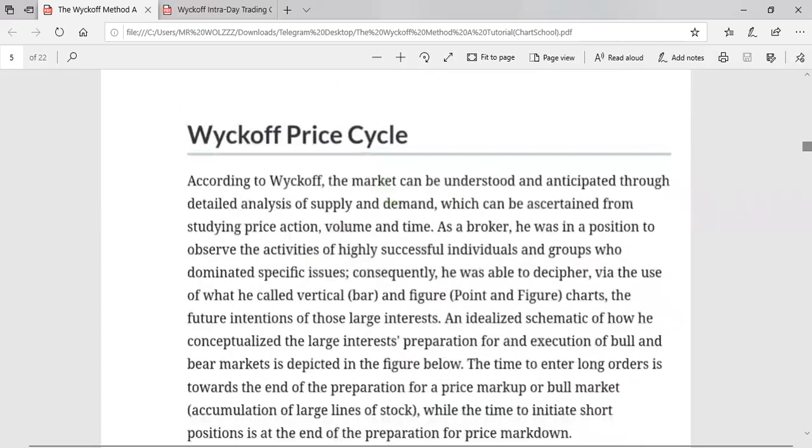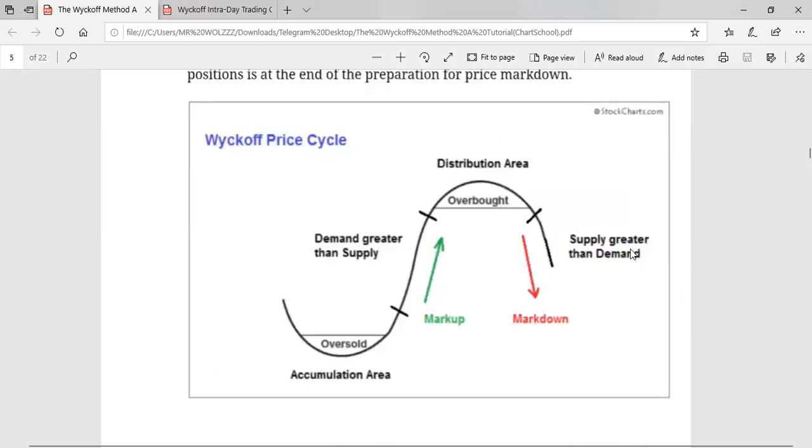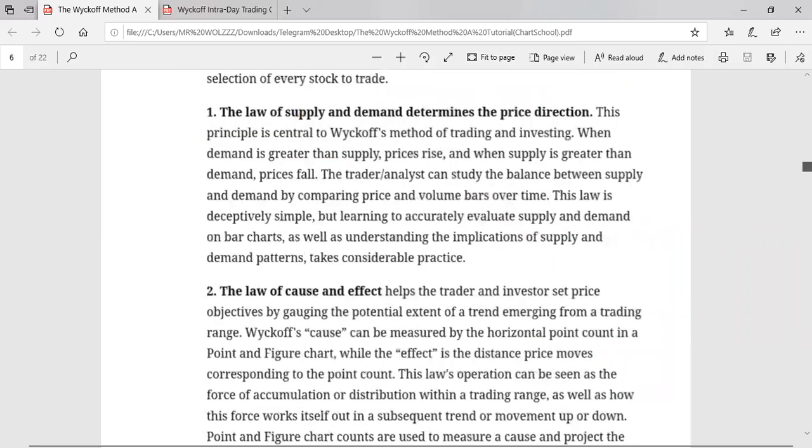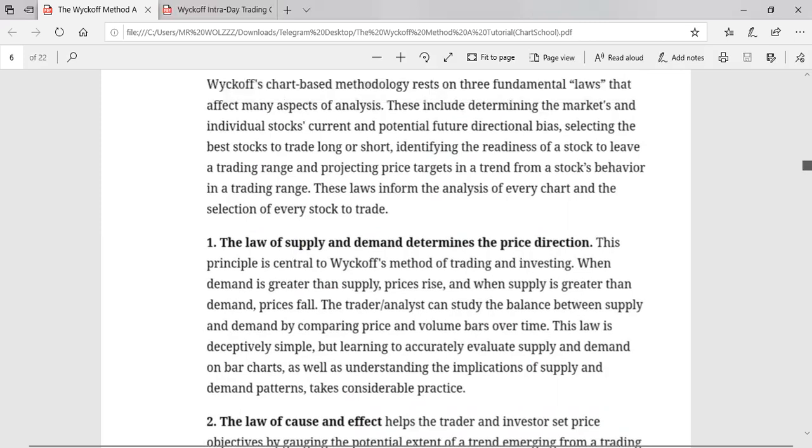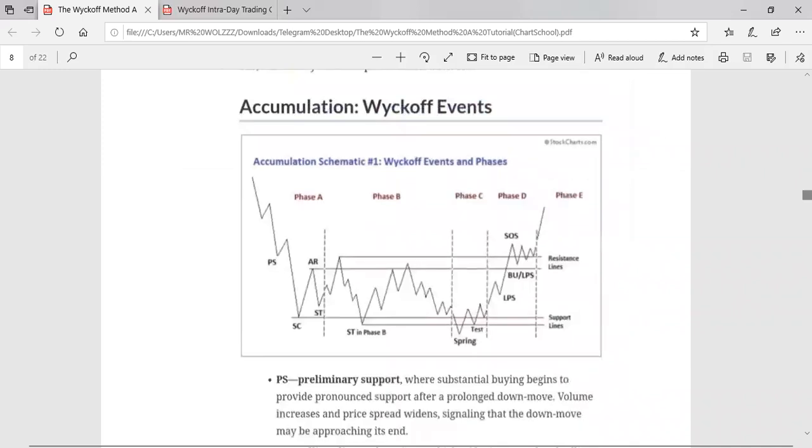So the Wyckoff price cycle, and we have our oversold and our overbought, and it's just a way of determining when the market is oversold or overbought. We also have our laws to consider, and that's the law of supply and demand. Just like I told you, Wyckoff is all about supply and demand. When you talk about Wyckoff, all these phases you see before me simply point to the fact that when a consolidation is taking place in the market, the market is creating something like equal highs and equal lows, moving sideways.